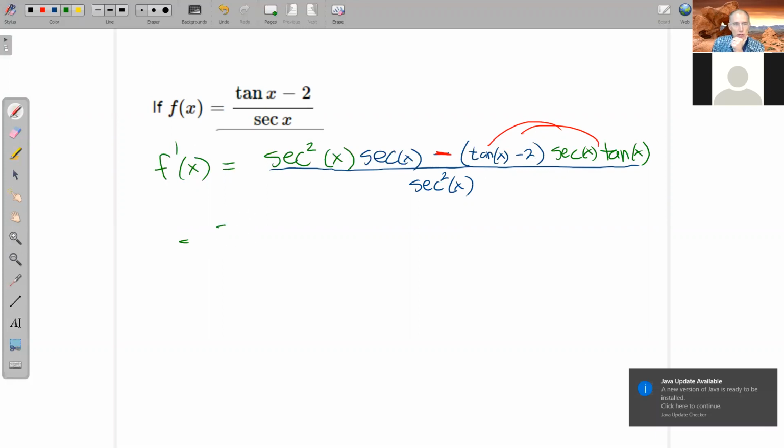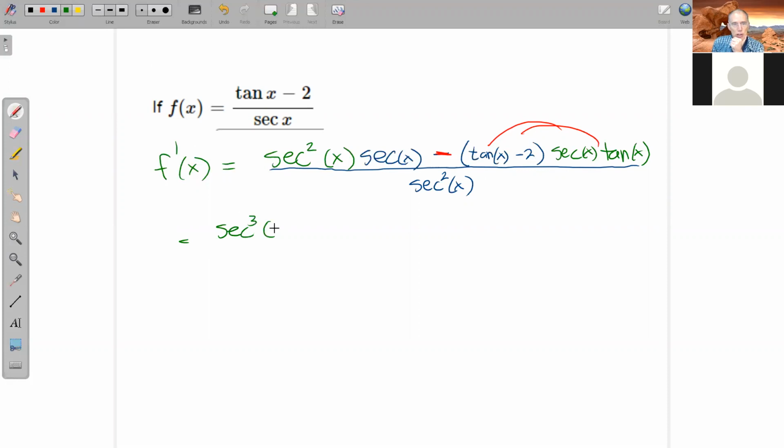So I guess we'll write the first part as secant cubed of x. And then we're going to have a minus tangent times secant tangent. So that would be secant tangent squared. So that covers that. And then minus -2. So that would be 2 times secant tangent. All of that is divided by secant squared.